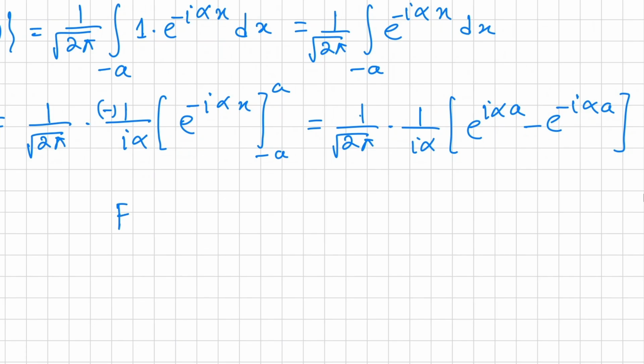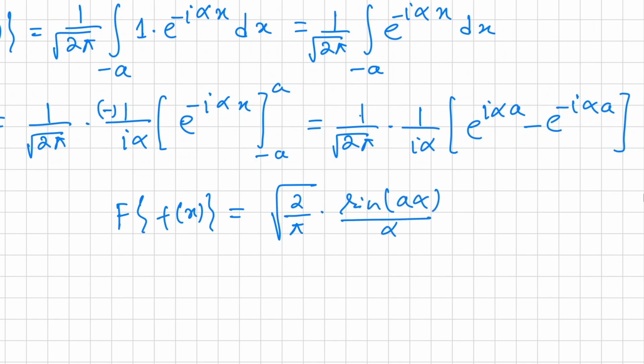With some further simplifications, you get that the Fourier transform of f of x is given by square root of 2 by pi times sine of a alpha divided by alpha.